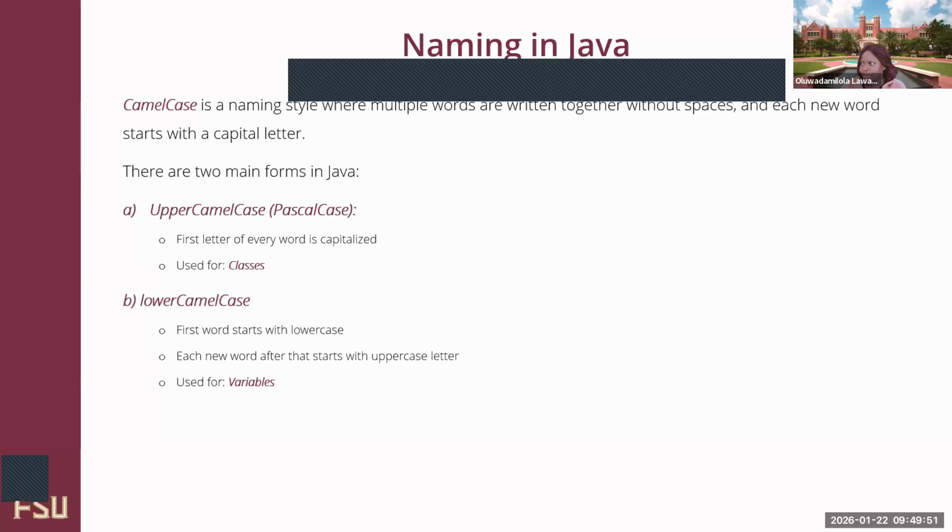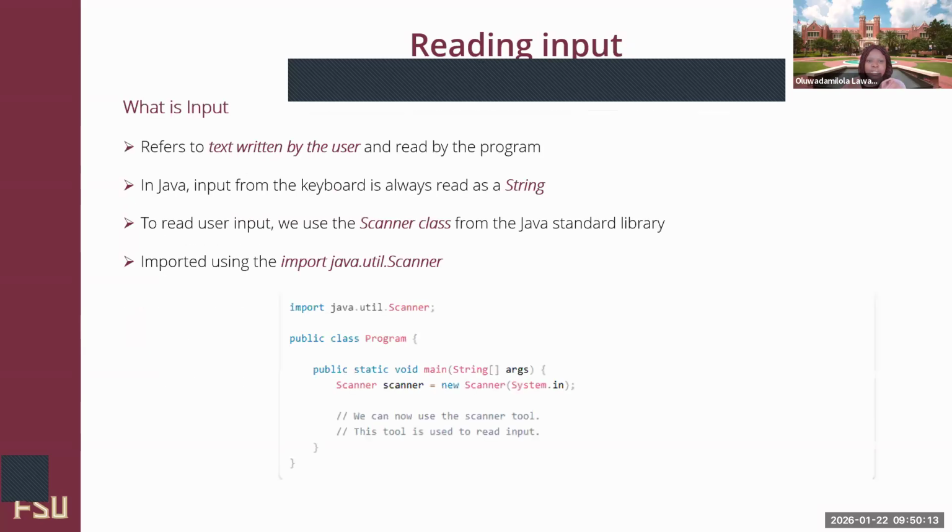Any confusion here before I proceed? Thumbs up if you understand what I just explained, and if you can differentiate when we're to use this. Thank you, thank you. So, when we're naming the classes, we use the upper CamelCase, and when we're naming our variables, we use the lower CamelCase in Java.